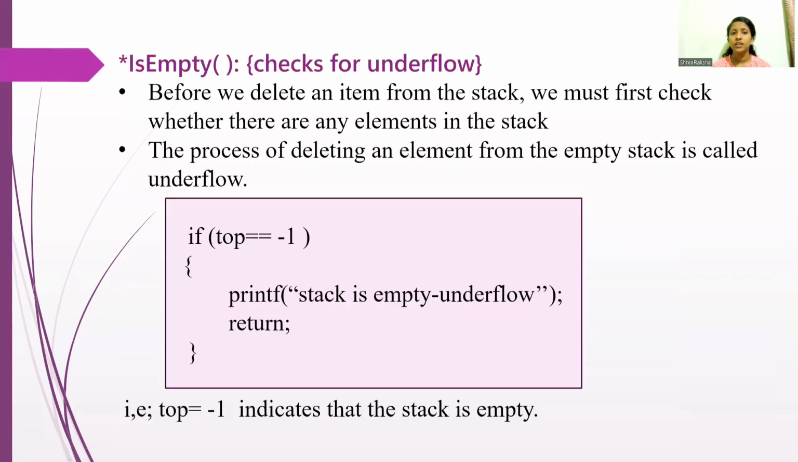Let's see, next one is is empty. It checks for underflow operation. Before we delete an item from the stack, we must check whether there are any elements in the stack. The process of deleting an element from an empty stack is called underflow. Let's see an example. If top is equal to -1, here -1 indicates it is an empty stack. Print stack is empty or underflow, then return.